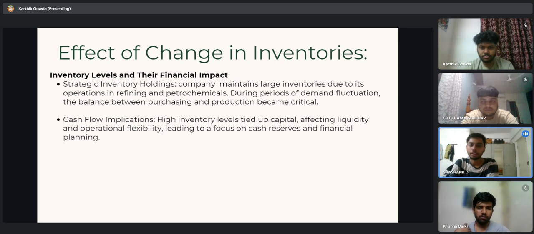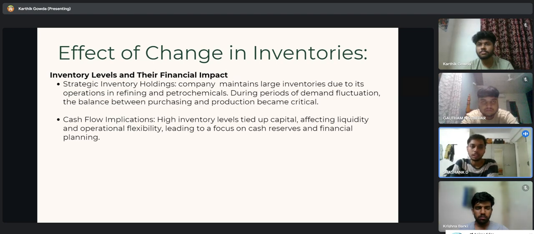During the period of demand and fluctuation, the balance between the purchase and product becomes crucial. That is when we are having high demand and we don't have any stock of crude oil maintained. It may fluctuate the product value and also the demand and the supply cycle.